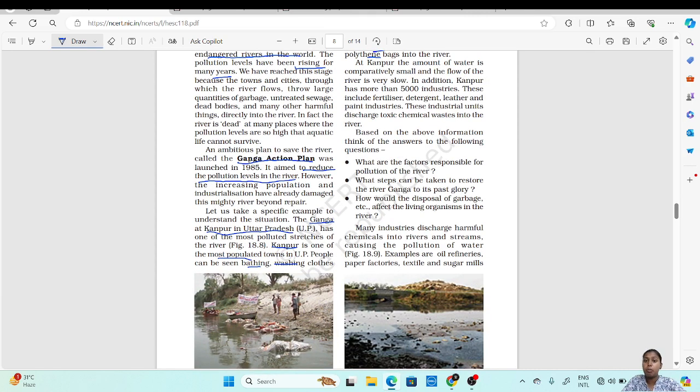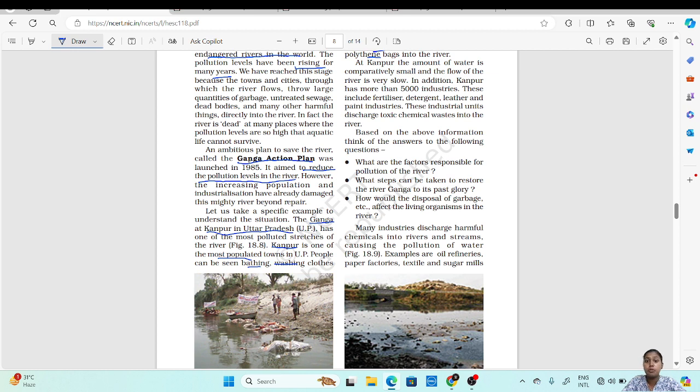At Kanpur, the amount of water is comparatively small and the flow of the river is very slow. It also makes the area very dangerous. So the contaminated water doesn't flow fast. It flows very slowly, and you can compare it to not flowing at all, which creates a lot of disease-causing bacteria or microbes to grow there.